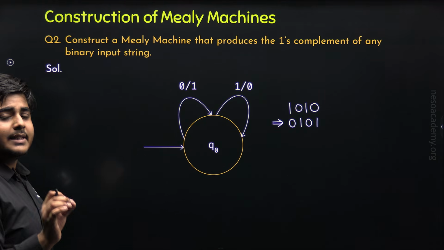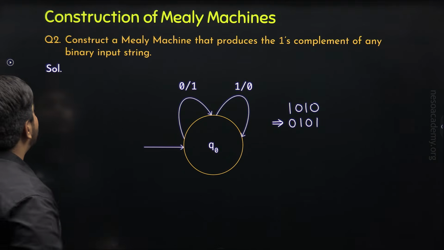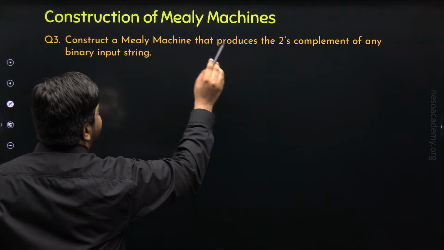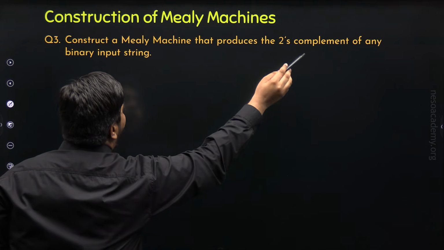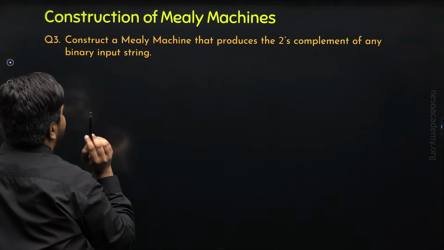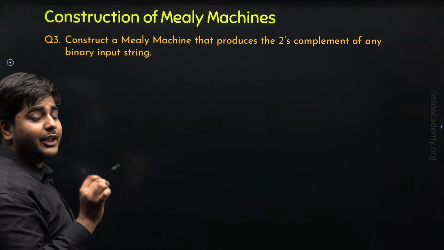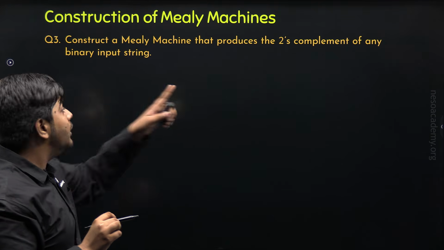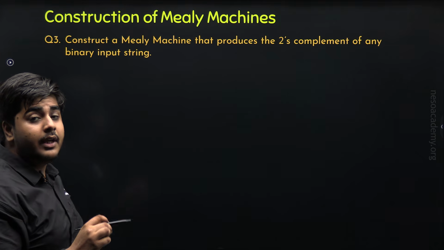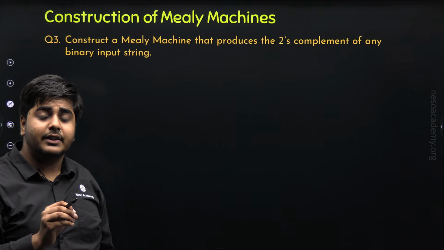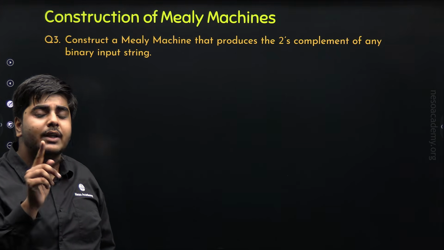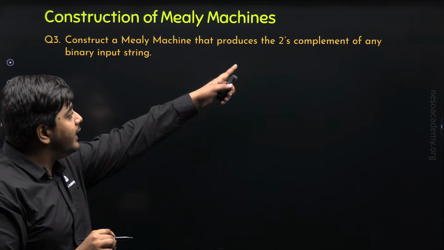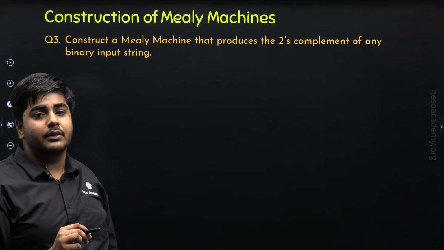So I hope this problem is now clear to you. Let's move towards the third problem. Construct a Mealy machine that produces the 2's complement of any binary input string. In the previous question, we constructed the Mealy machine to calculate the ones complement. And this time we are required to construct the Mealy machine to calculate the 2's complement of a binary number.